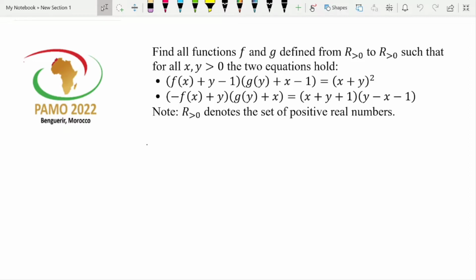PAMO is a contest mainly for countries in Africa. This year Nigeria sent a team of 3 students to PAMO, and all 3 students won medals. In fact, one of them, Jacob, won a gold medal, and this is his second year of participating. He's currently in grade 10 or SS1, and he won a gold medal. It's also important to note that there were only 5 gold medals in this year's competition for all the participants, just 5.